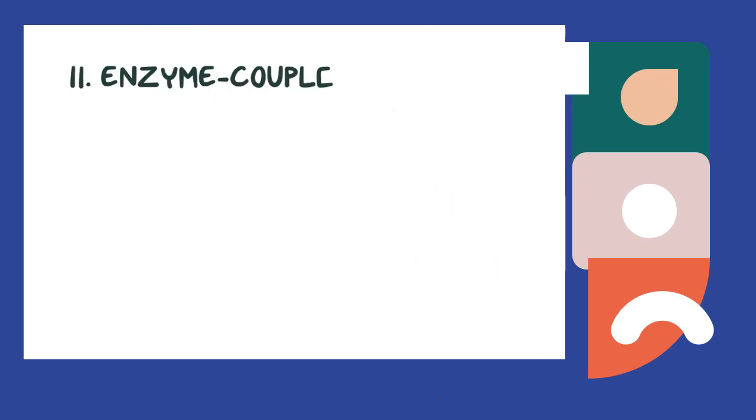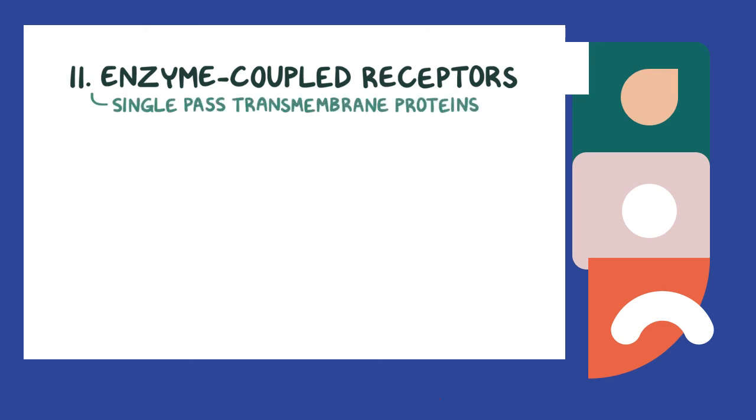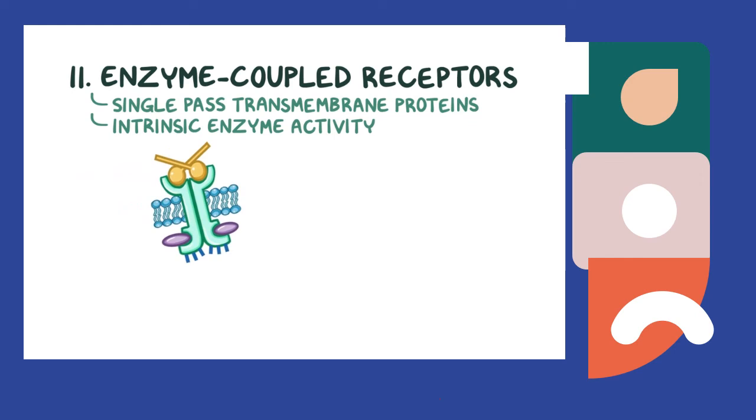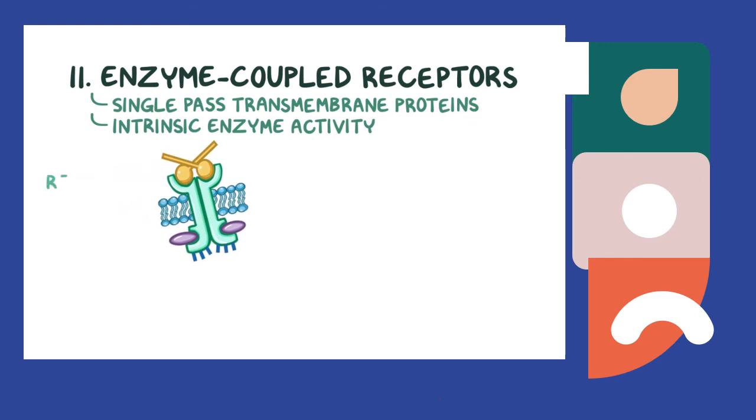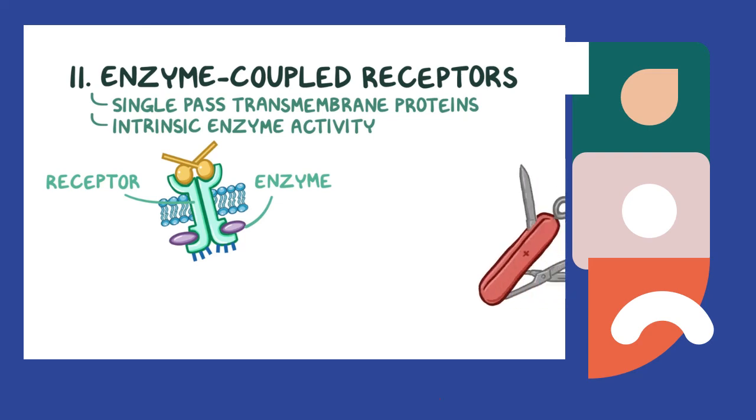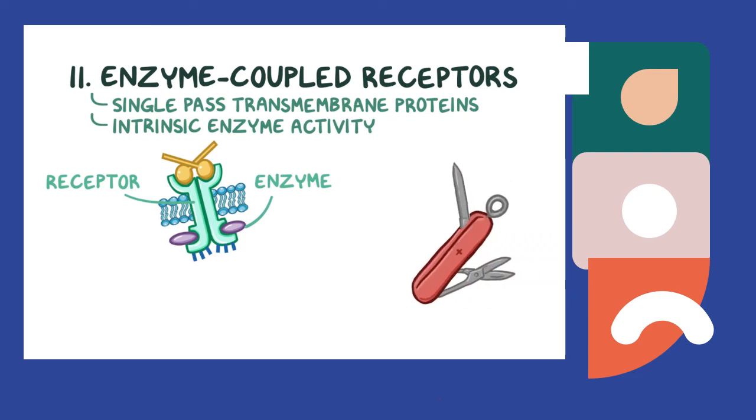Next are the enzyme-coupled receptors. They're usually single-pass transmembrane proteins, meaning that they have only one transmembrane segment, and their intracellular end has intrinsic enzyme activity. In other words, enzyme-coupled receptors have two parts. One domain is the receptor, and the other domain is an enzyme. Each domain has a separate function, like on a Swiss Army knife that's composed of both a knife and scissors. The enzymatic domain is usually a protein kinase that phosphorylates the receptor domain.